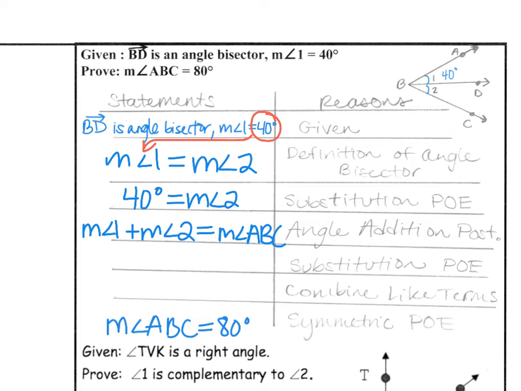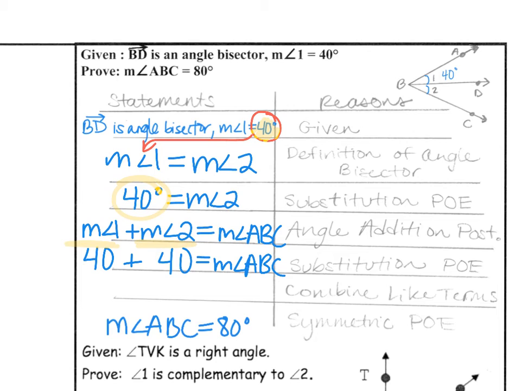Megan, what can I substitute? So instead of putting measure of angle 1 and 2, let's put 40 plus 40 equals measure of angle ABC. And if you're confused on how I got that, I'll highlight it for you so you can see. Measure of angle 1 is 40. Measure of angle 2 is 40. So we're putting it in these two spots.